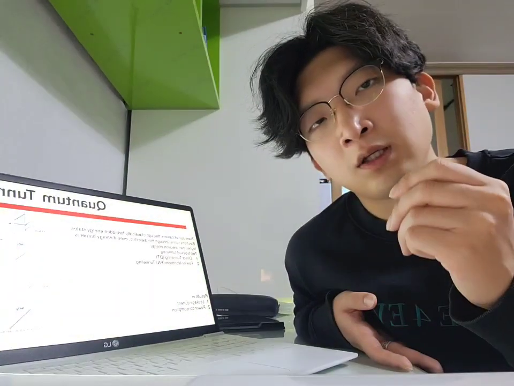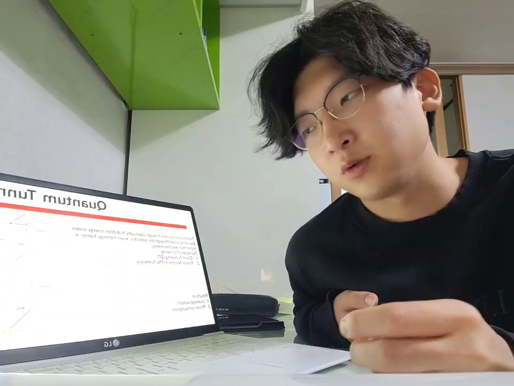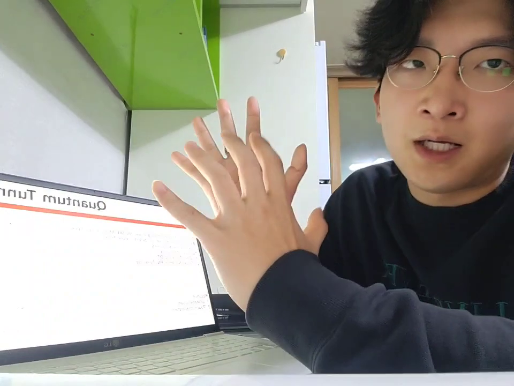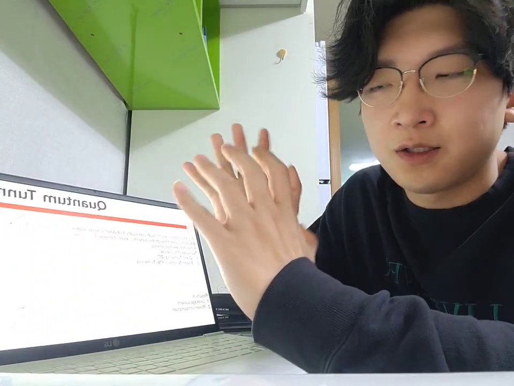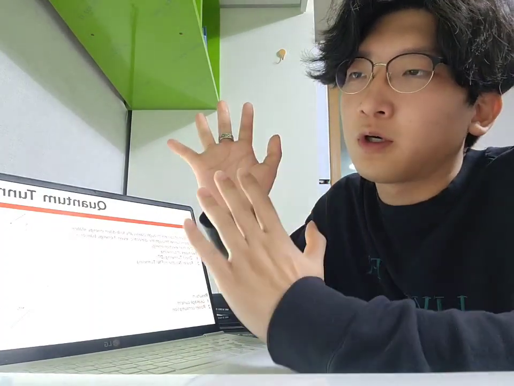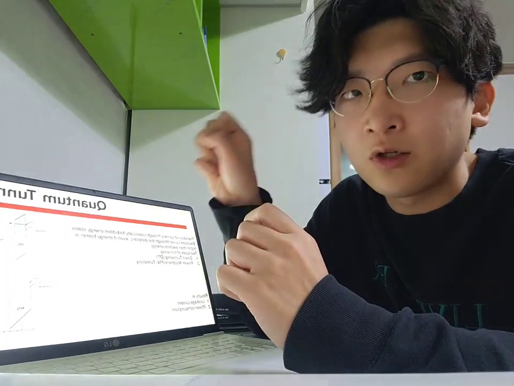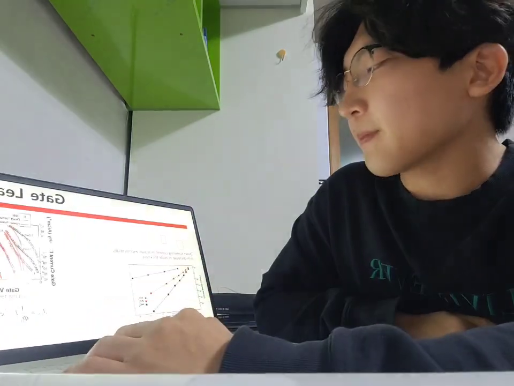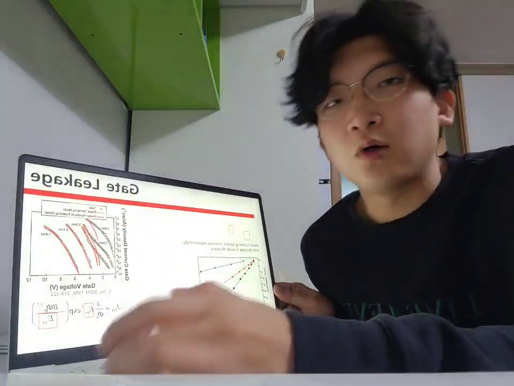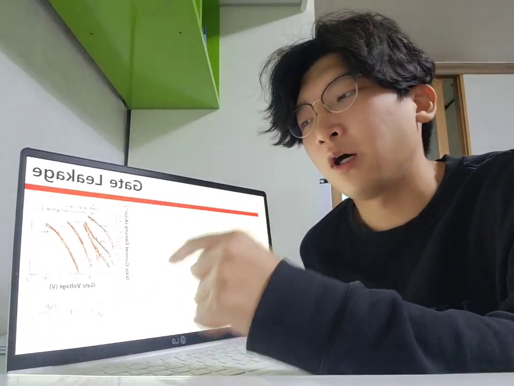Fowler-Nordheim tunneling is caused by the electric field, which looks like this. As the electric field gets higher, the slope gets more curved, which means the electrons can tunnel more easily. Like in this graph, the tunneling issue is becoming higher and higher.